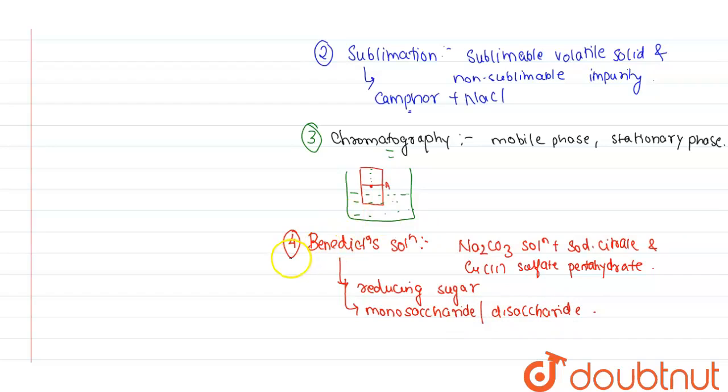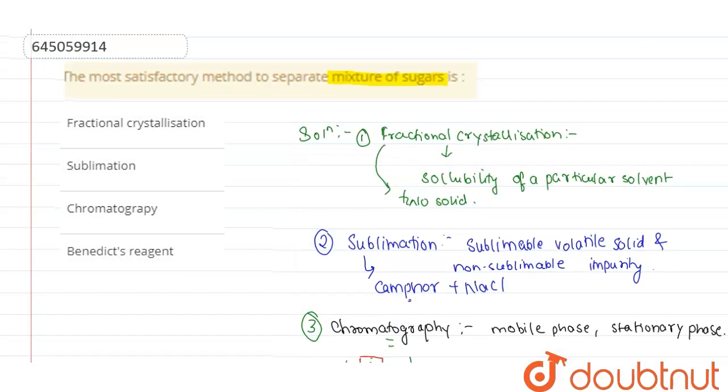But this method is not as used as such, because only the reducing sugars will be detected, not all the sugars. So chromatography is still the best way to separate a mixture of sugars. So C is the correct option here, the most satisfactory method.